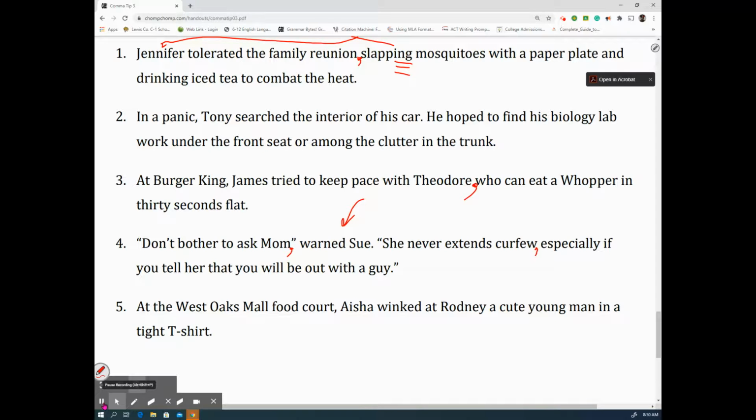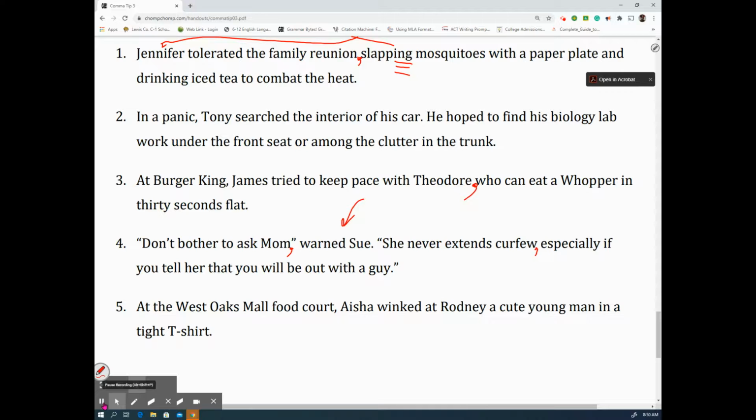So, at the West Oak Small Food Court, Aisha, I suppose, winked at Rodney, a cute young man in a tight t-shirt. Probably ketchup stains on it. Who knows? What's going on here? Let's start with identifying the main clause. What's the main clause here?